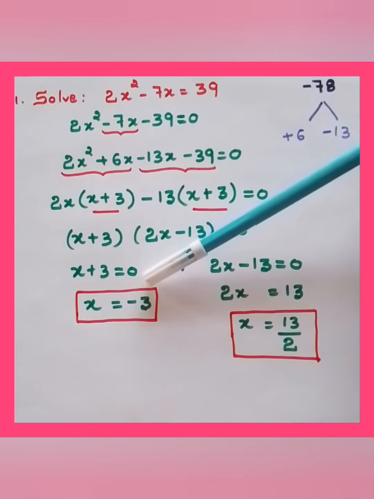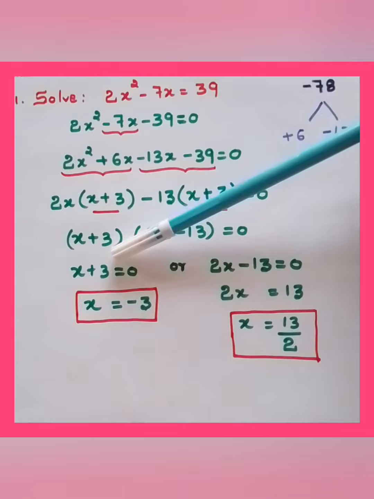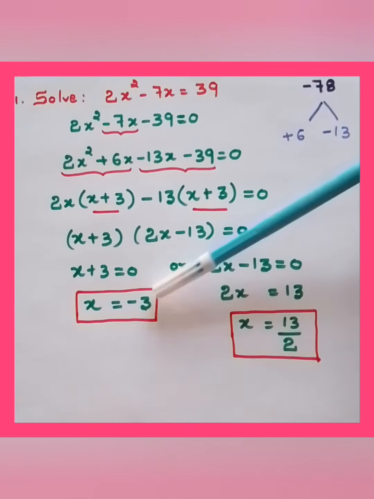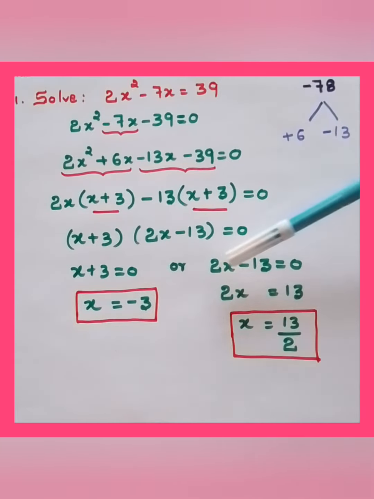Hence on solving, x is equal to plus 3, moving to the right hand side becomes minus 3. Here 2x minus 13 is equal to 0. So take the 13 on the other side, it becomes plus 13. Hence x is equal to 13 divided by 2. Hence we got two values of x.